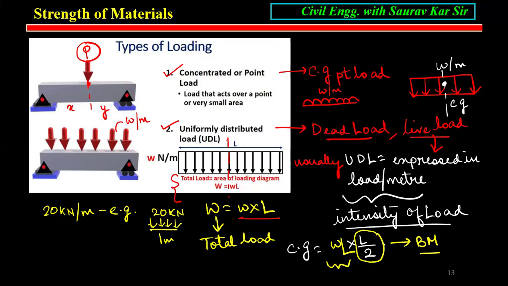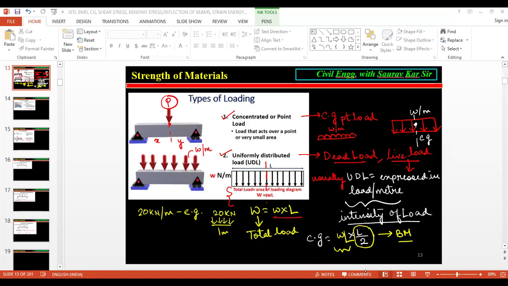The UDL. So for the UDL, the total load is W into L, and the bending moment is W into L into L by 2, where L by 2 is nothing but the distance of the CG. So this part is there.